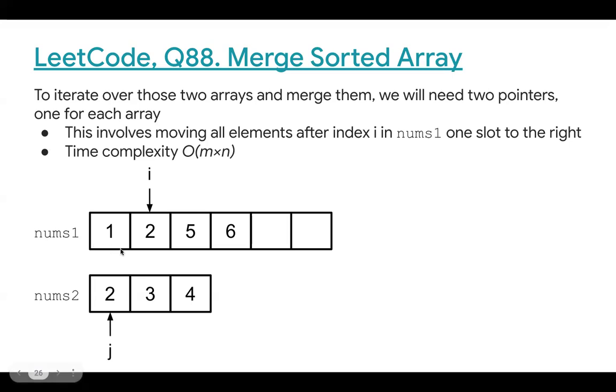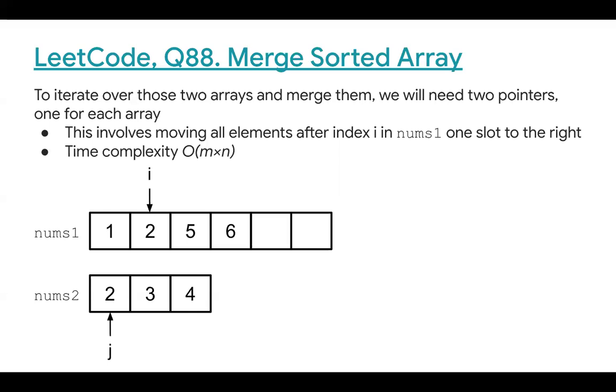And as you can imagine, the time complexity is going to be big O m times n, right? Because every time we'll have to move all the elements in the first array one slot to the right before we insert one element from the second array. There are n elements in the second array, so it's going to be m times n. Okay. This approach, as you can see, is not very efficient.